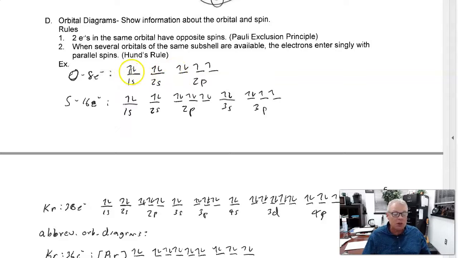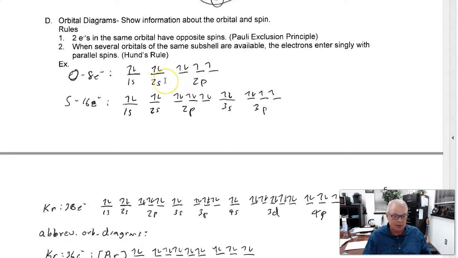But if you put the first one in spin up, the second one has to go spin down. There's no choice. If you put the first one in spin down, the next one has to be spin up. Opposite spins. That's the Pauli exclusion principle. Okay? What comes after 1s2? Well, 2s2. Here's my little 2s orbital that makes up the s subshell. 2 electrons, 1, 2.